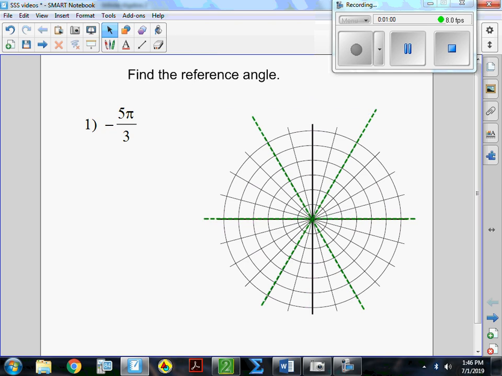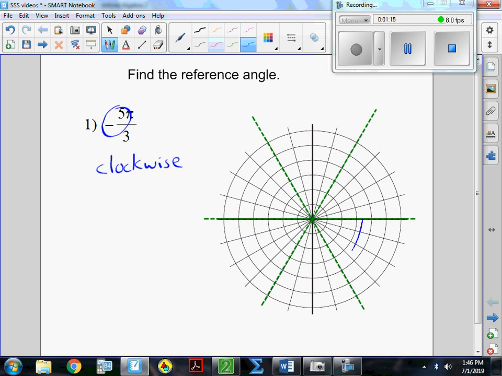Now, the negative 5 over 3 means that I'm going to go clockwise to draw that angle. So negative 5 over 3, if I start here, that's negative 1, negative 2, negative 3, negative 4, negative 5.